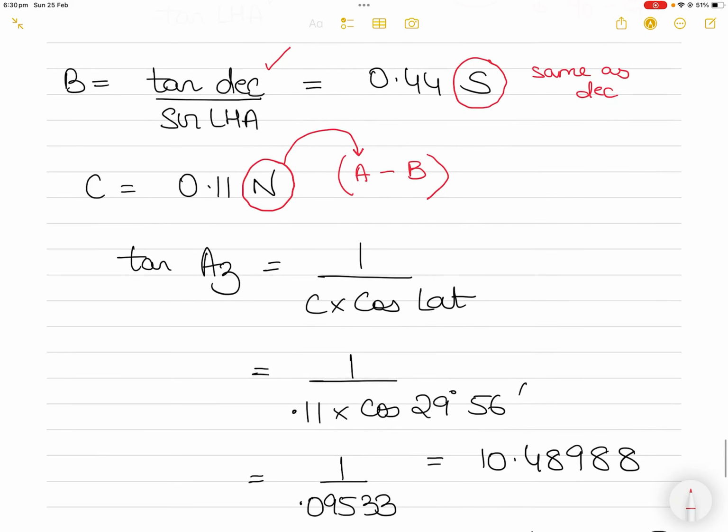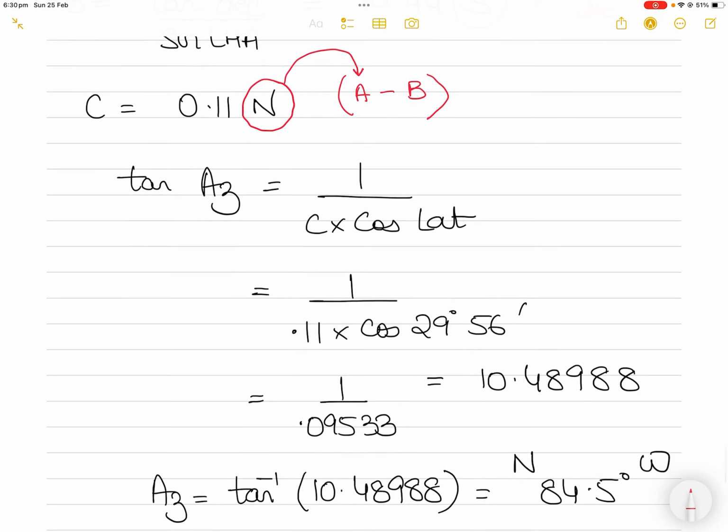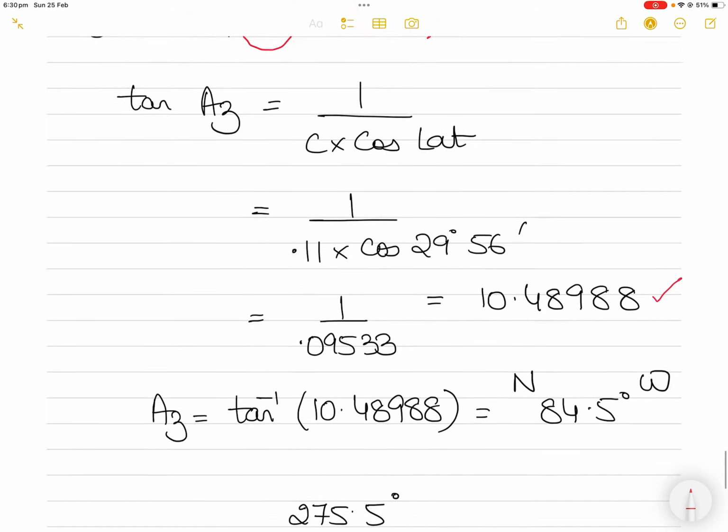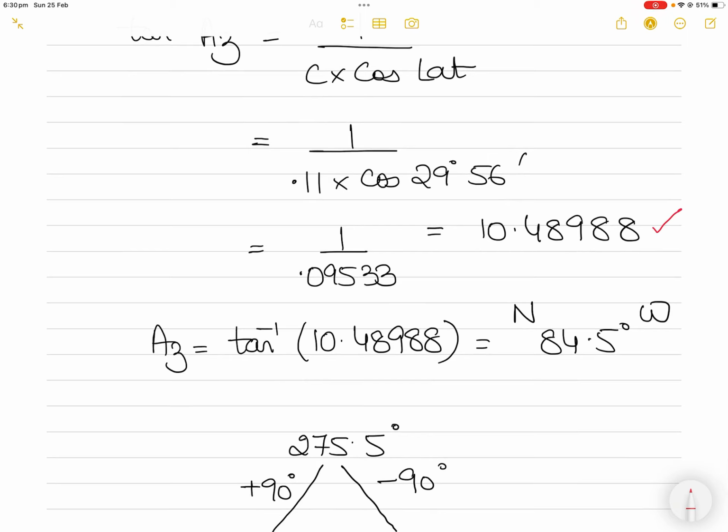Then tan azimuth equals 1 divided by C times cos of latitude. Put the value of C, put the value of latitude, 1 divided by C times cos of latitude. Remember to solve the denominator before you go ahead solving the rest, or use brackets in calculator. Make sure you get the same answer that I have. Azimuth equals tan inverse of 10.48988, or azimuth equals 84.5 degrees. I normally ask my students to round off the number, but the exact answer in the book is 84.5, I think, close to that. So it's up to you.